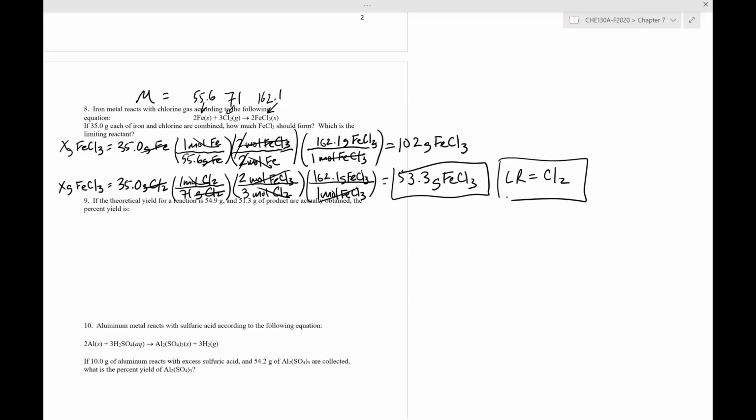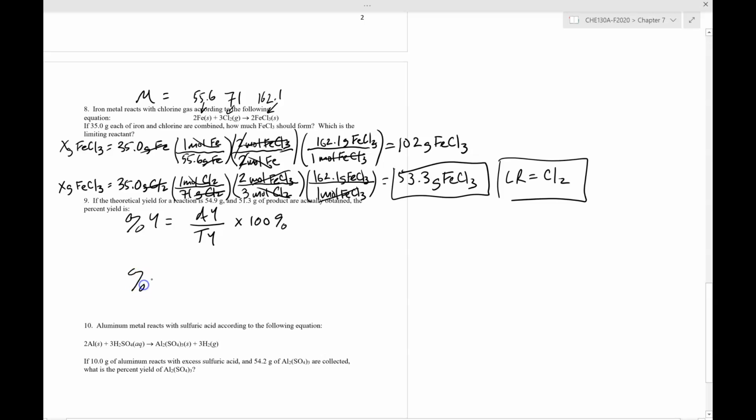All right, next question. I've written over it a little bit, but I think we can still sort it out. We're told that the theoretical yield for a reaction is 54.9 grams and that the 51.3 grams of product are actually obtained. We're asked to calculate the percent yield. So the percent yield is the actual yield divided by the theoretical yield times 100%.